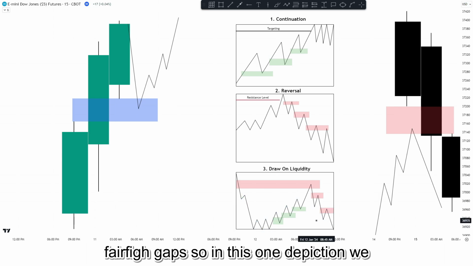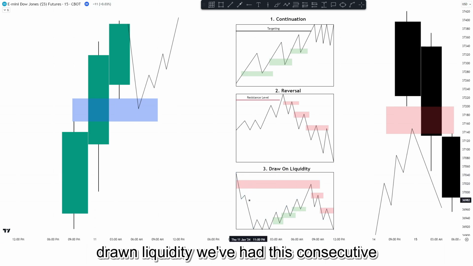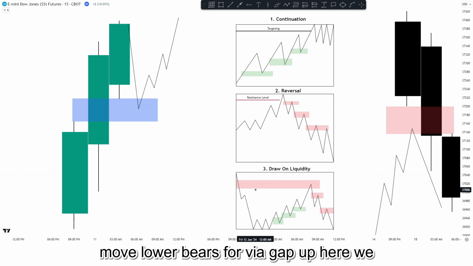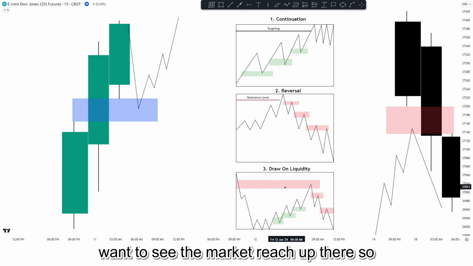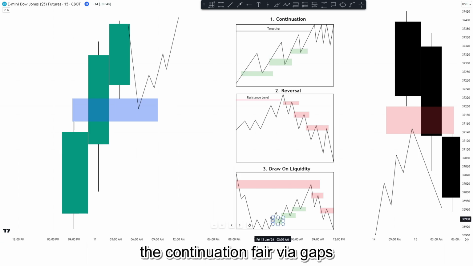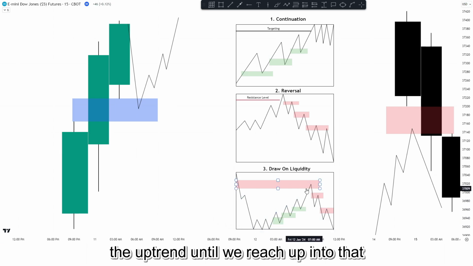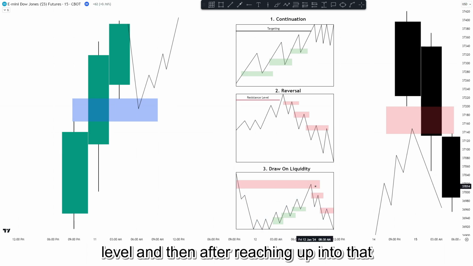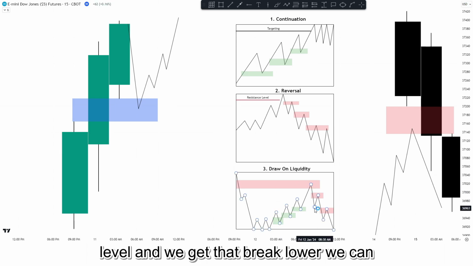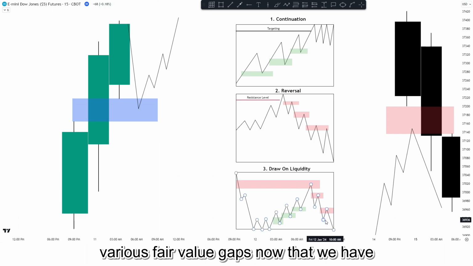So in this one depiction, we include all three use cases. We have the draw on liquidity. We've had this consecutive move lower, a bearish fair value gap up here. We want to see the market reach up there, so that's our area of targeting. We can take the continuation fair value gaps in the uptrend until we reach up into that level, and after reaching up into that level and we get that break lower, we can now take the reversal pattern in these bearish fair value gaps.